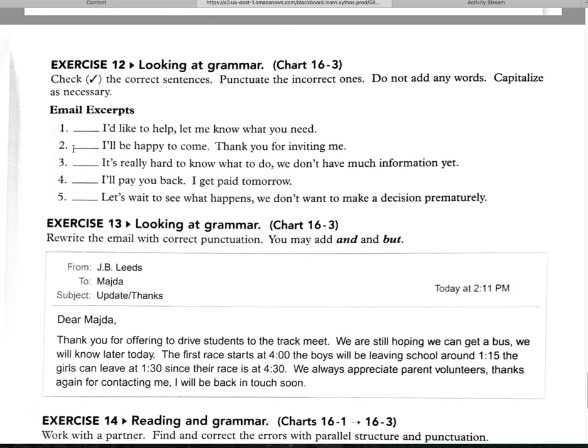Go ahead and do number 2, 3, 4, and 5. Remember, if it's correct, put a check mark. If it's incorrect, you need to make the proper corrections for it. Punctuation, capitalization. Okay?